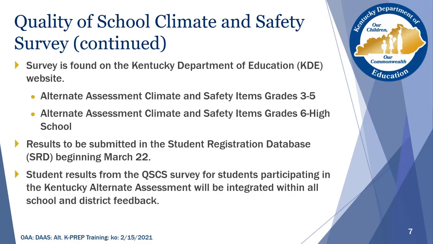The results from the survey for students participating in the Kentucky Alternate Assessment will be integrated within those results for all students as we encounter during fall reporting. So alternate students will not be separated out, specifically reported. They will be integrated within the entire reporting process, just like the way we do when we report scores, public scores for students with disabilities, how we integrate our alternate students into our counts and student groupings. This will be the same process we'll follow for the collection of the Quality of School Climate and Safety survey.